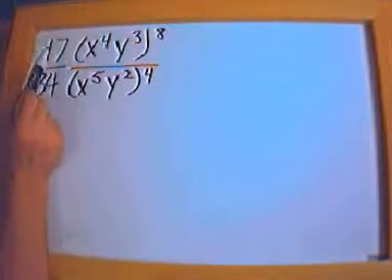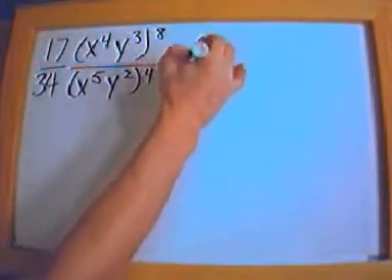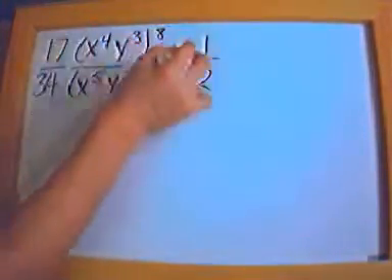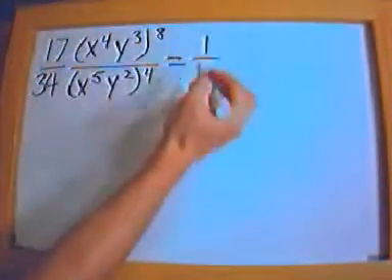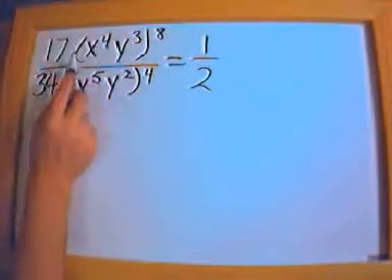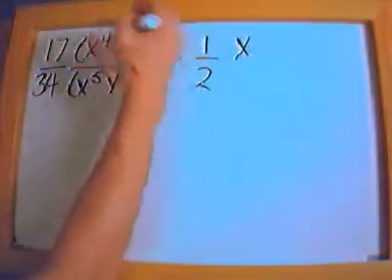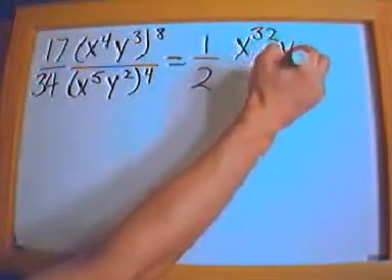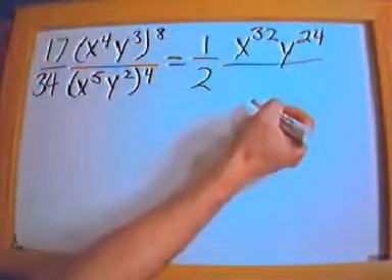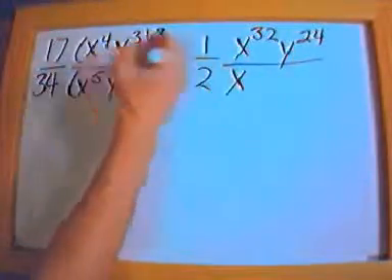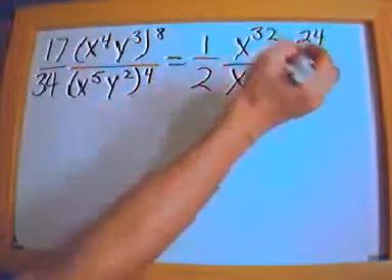First, I'm going to deal with my numbers. 17 goes into 34 2 times, so I can write this as 1 half, because 17 divided by 17 is 1, and 34 divided by 17 is 2. Now I'm going to deal with the parentheses first. Distribute this 8 in. That gives me x, 8 times 4 is 32, times y, 8 times 3 is 24, divided by x, 5 times 4 is 20, times y, 2 times 4 is 8.